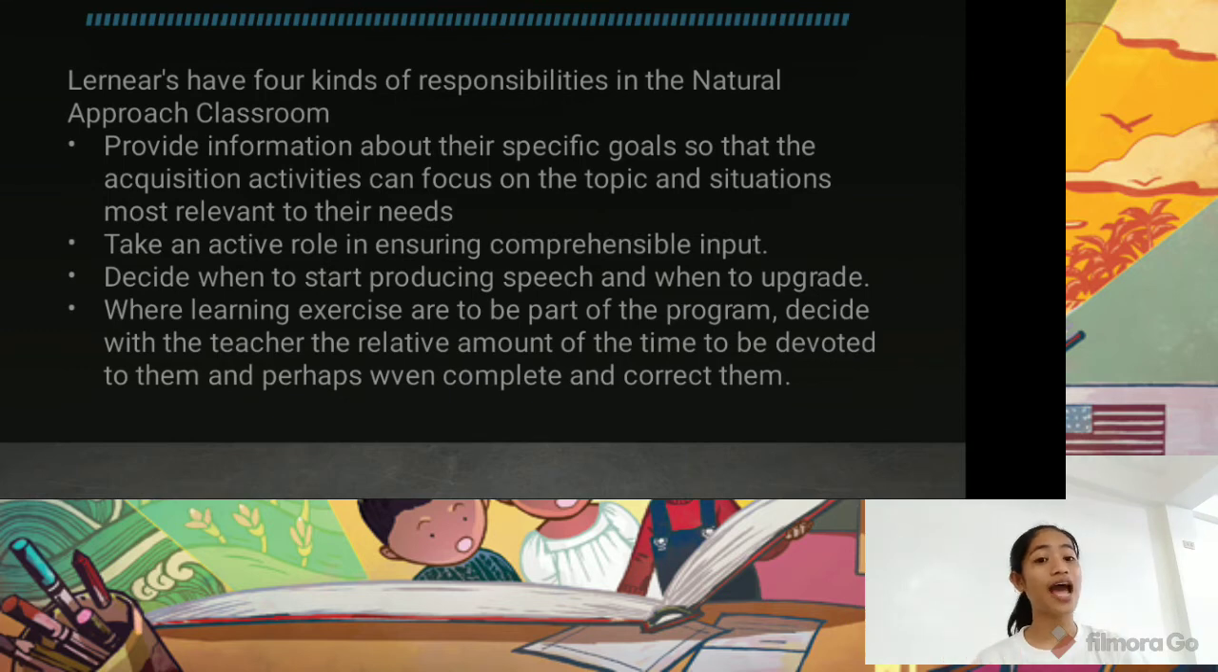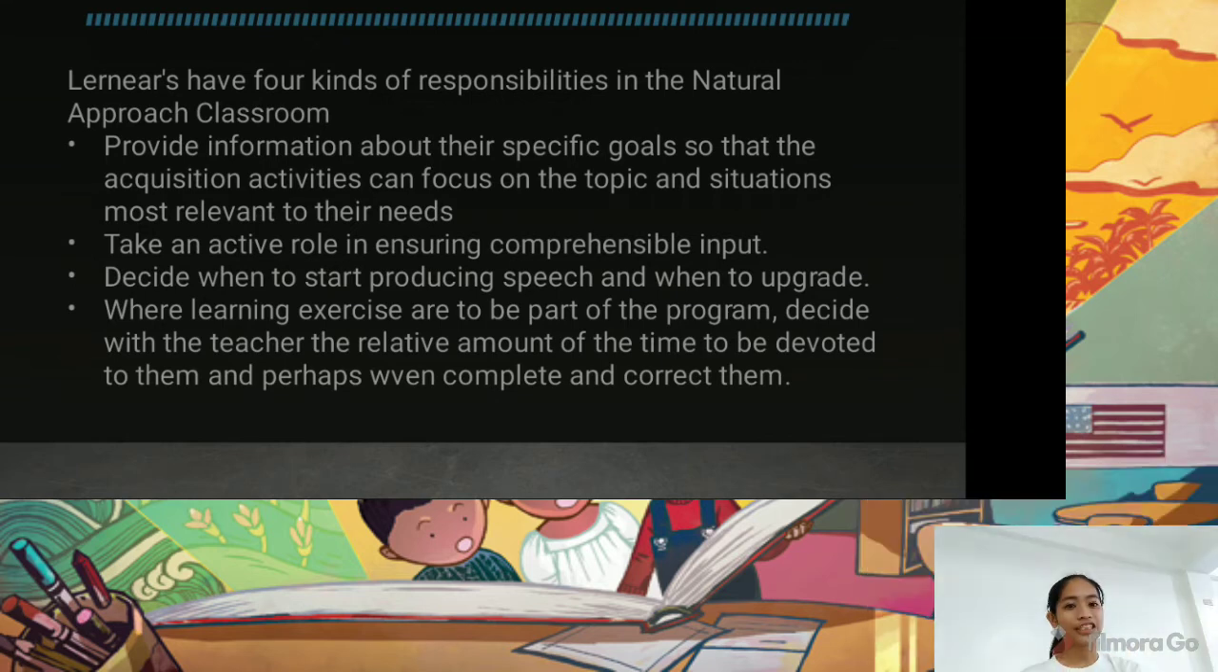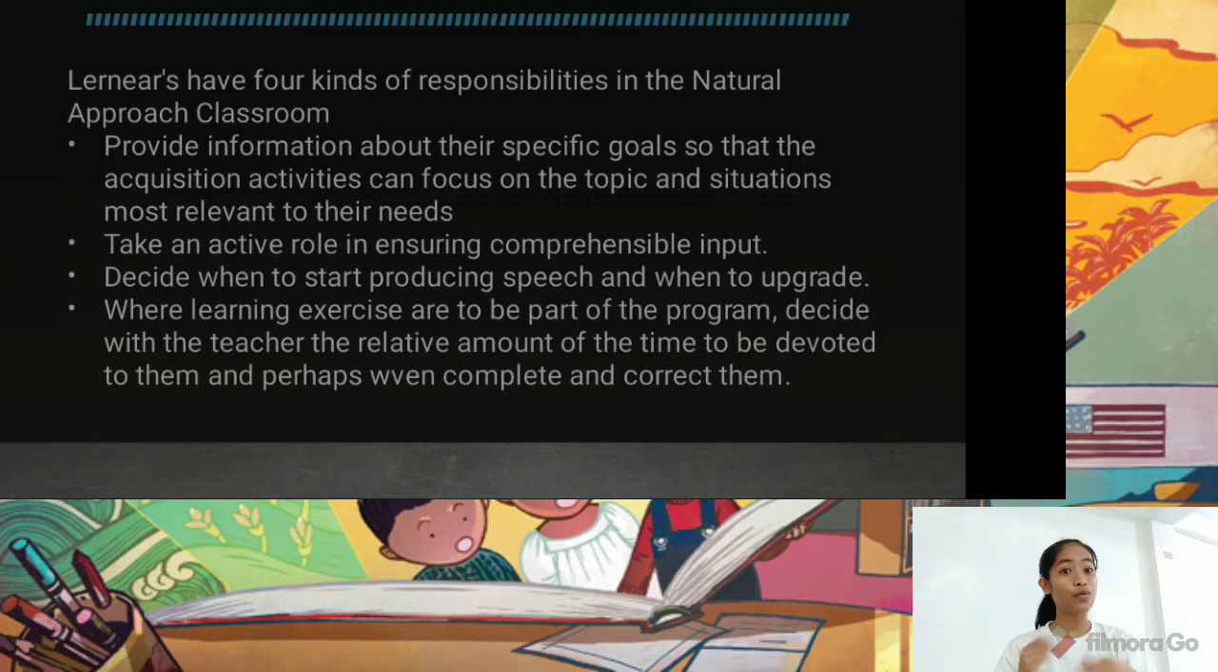Next is to take an active role in ensuring comprehensible input. Meaning they should learn and use conversational management techniques to regulate input. It is important to be active in doing the activities to practice and enhance our skills and knowledge. The third one is to decide when to start producing speech and when to upgrade. Meaning we must have a specific time and event when to apply speech and when to be creative to upgrade it. Lastly, where learning exercises are to be part of the program, decide with the teacher the relevant amount of time to be devoted to them and perhaps even complete and correct them independently.